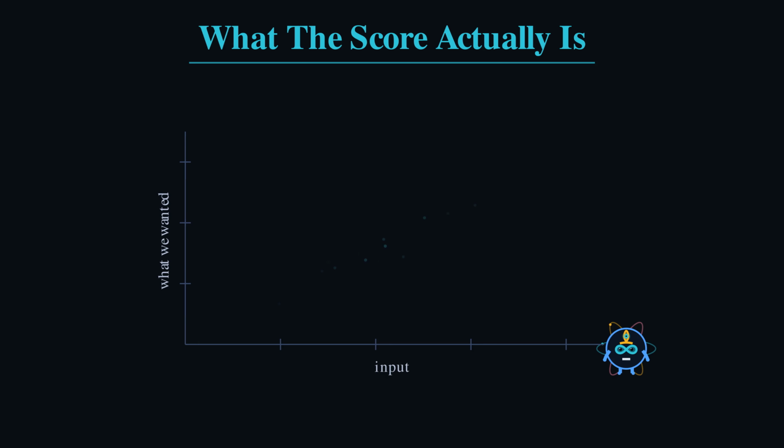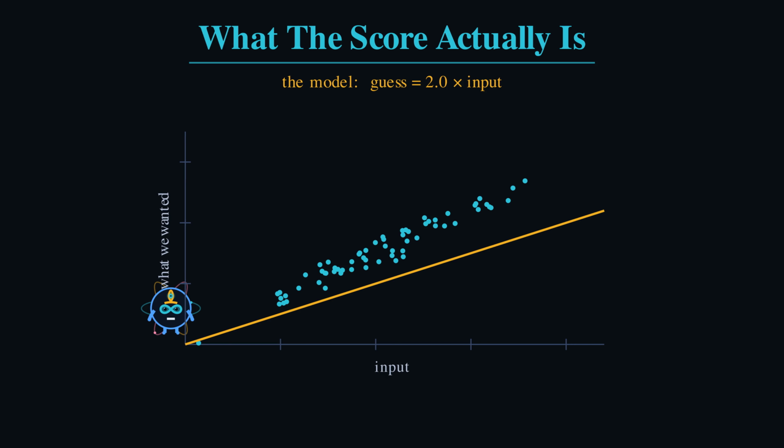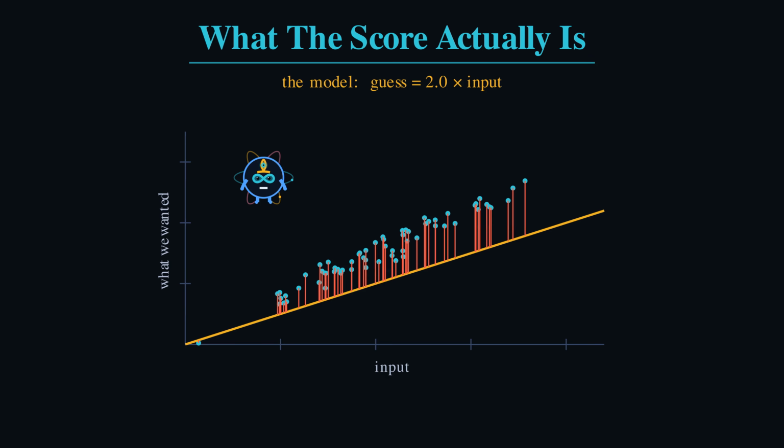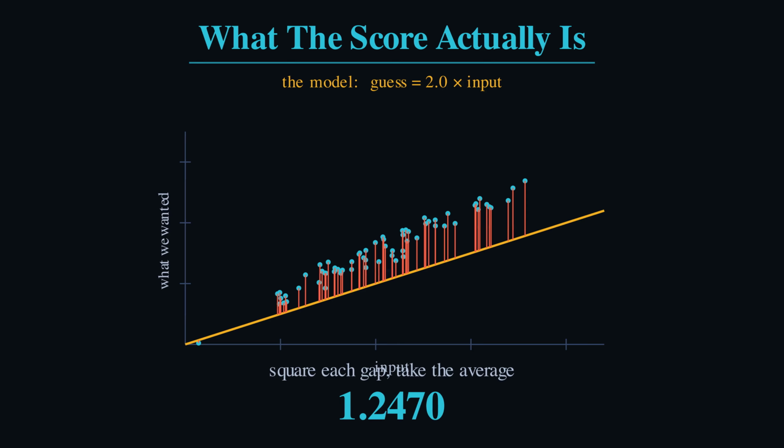First, what is being scored? 64 real data points, an input, and the answer we wanted. The model is one line with one knob, the slope. Right now the knob is set to 2. Every point misses by some amount. Those red gaps are the mistakes. Square them so misses in both directions count, average them, and you get one single number, 1.247. That is the score.